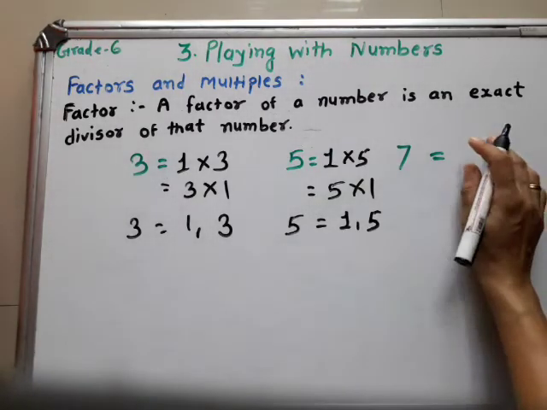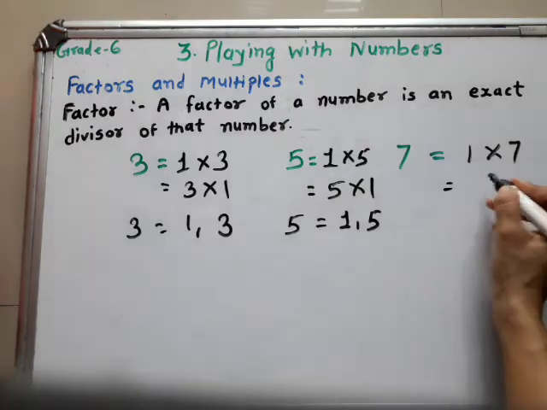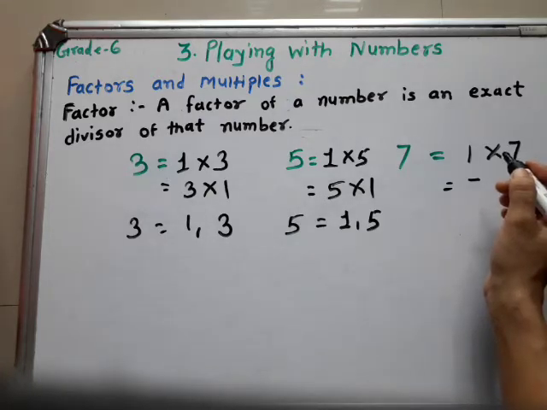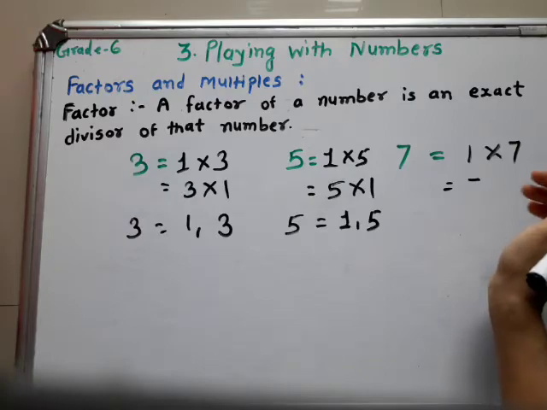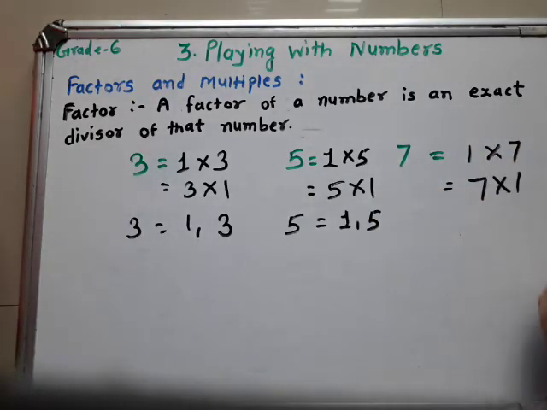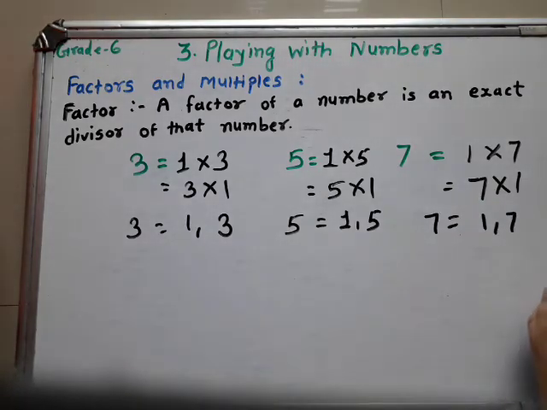Then suppose we take 7. 1 sevens are 7. 1 is a factor of every number. Then 7 कौन से टेबल में आएंगे? 2 not possible. In table of 3 not possible. 4, 5, 6 के भी टेबल में 7 नहीं आएंगे. So कौन से टेबल में आएंगे? डायरेक्टली 7. 7 ones are 7. So here we get only 2 factors again, 1 and 7. Okay, so you remember this: every number except 1 has at least 2 factors, 1 and the number itself.